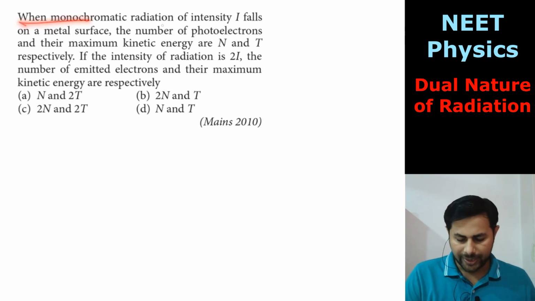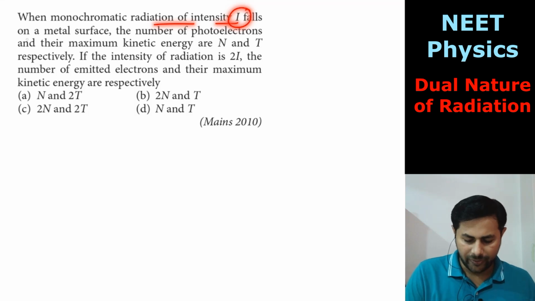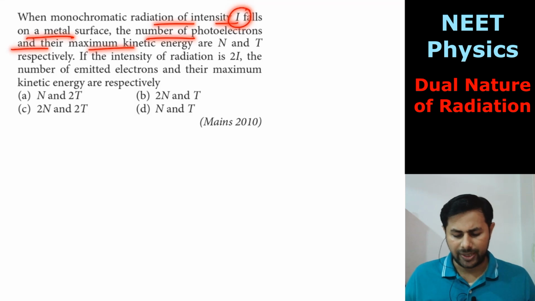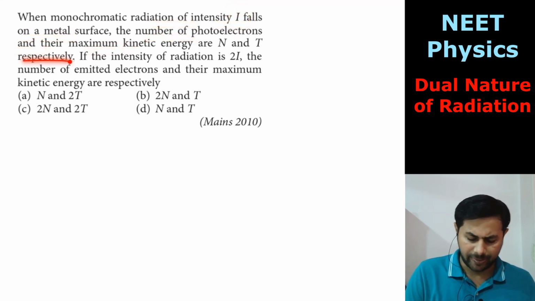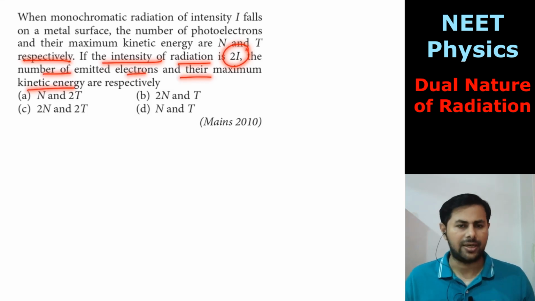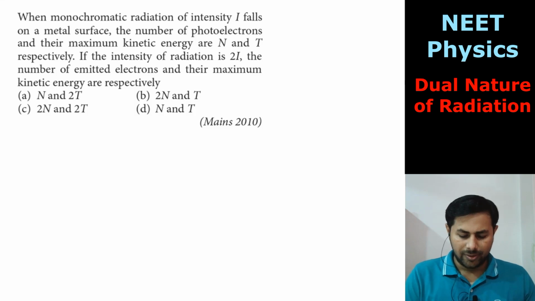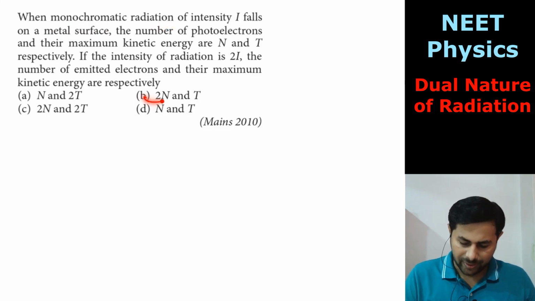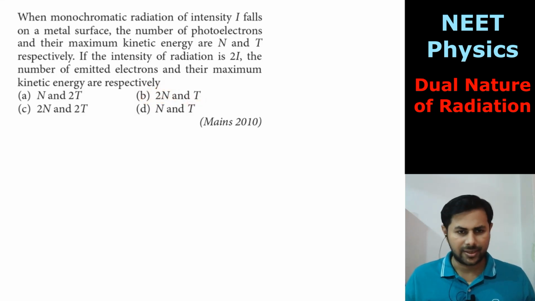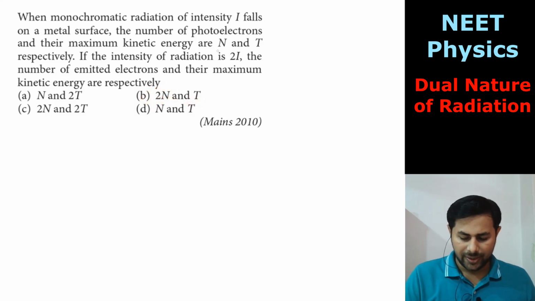When monochromatic radiation of intensity I falls on a metal surface, the number of photoelectrons and their maximum kinetic energy are N and T respectively. If the intensity of radiation is 2I, the number of emitted electrons and their maximum kinetic energy are respectively? Tell me. Option B, 2N and T. Very good, that's correct.